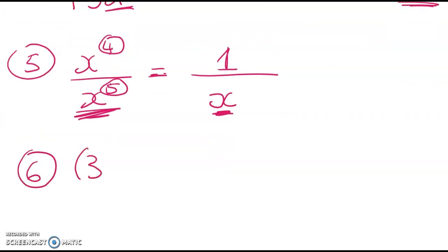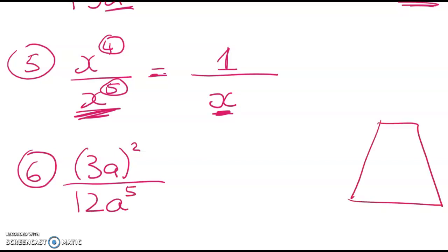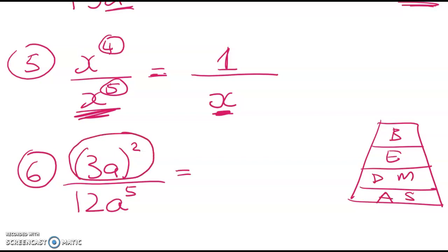Number 6, we've got a little bit more complicated because we're going to be dealing with brackets. So this is an example of where we have to use our BEDMAS rules. Right, so if you think about our trapezium, we've got brackets here, and we've got exponents, and then we've got division and multiplication, and then addition and subtraction. So in here, we have to deal with this first. So this is 3a times 3a. So let's write that out.